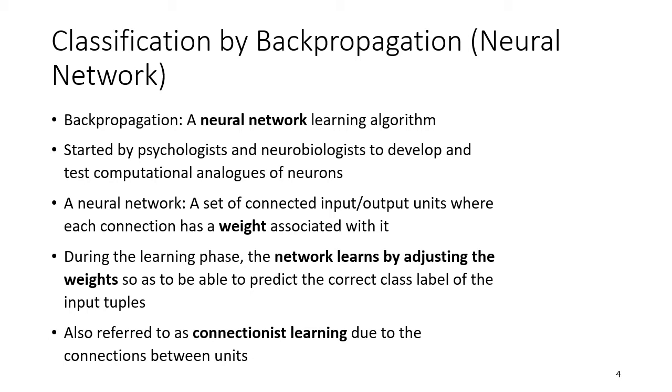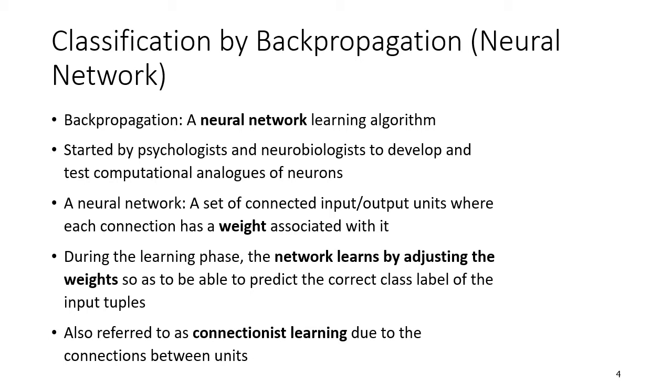As you know, neural networks have multiple layers, and the input of a layer is generated by the output of the previous layer. So in that case it is a feed-forward network, and there are weights assigned to each edge. During the learning phase, the network learns by adjusting weights so as to be able to predict the correct class labels of the input tuples.